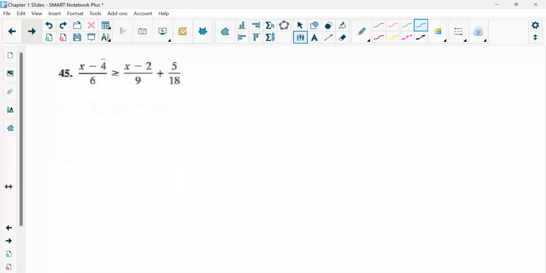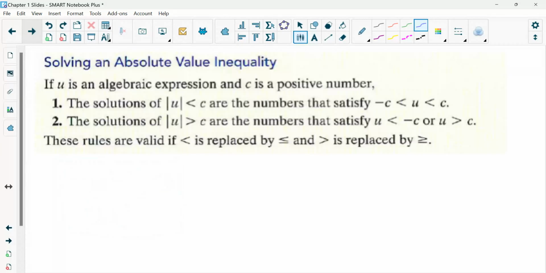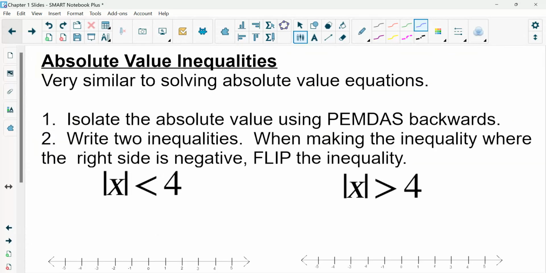All right, so today we're going to talk about absolute value inequalities. Absolute value inequalities are very similar to absolute value equations, which we did not too long ago, I think end of last week. So our steps are going to be pretty much the same, okay? We're still going to isolate the absolute value using PEMDAS backwards, or undoing. That was the same as the first step with the equations.